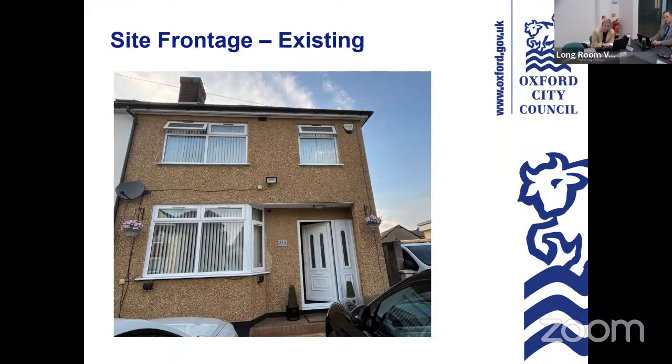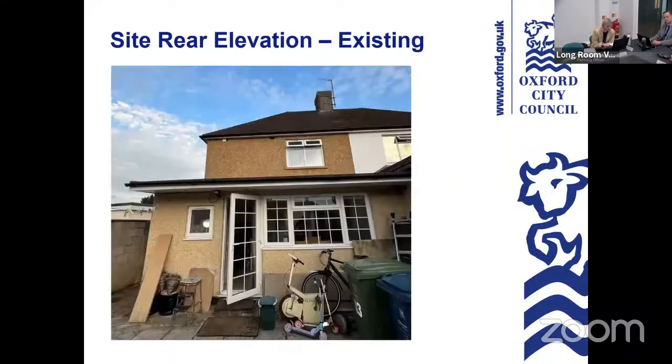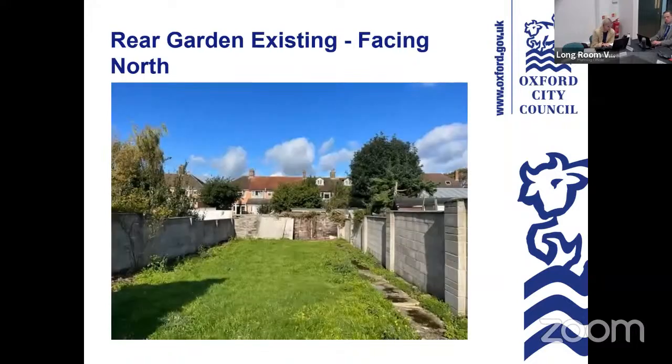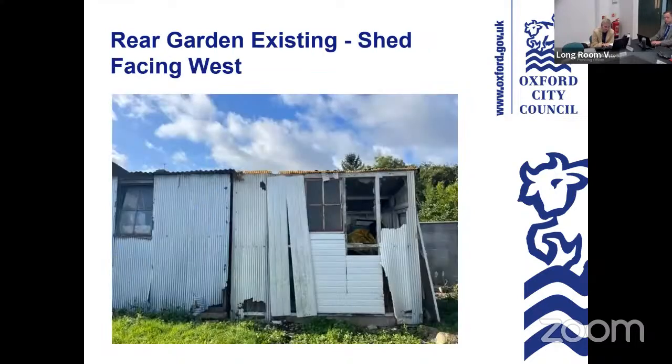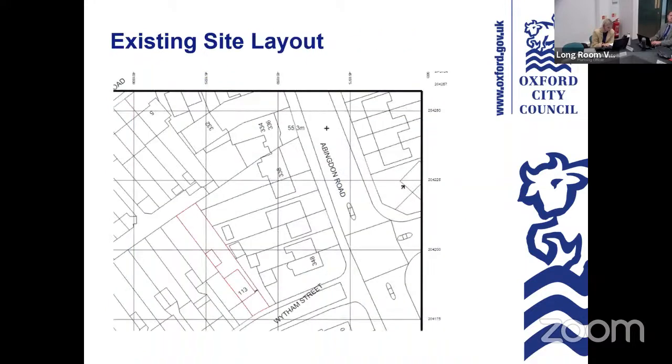This is the existing front elevation of the property. And this is the existing rear elevation of the property. This is the rear garden of the property facing north. Planning permission is sought for the erection of a single-storey outbuilding, which would be located at the end of this garden. This is the existing shed in the rear garden, taken facing west. This is the existing site plan.